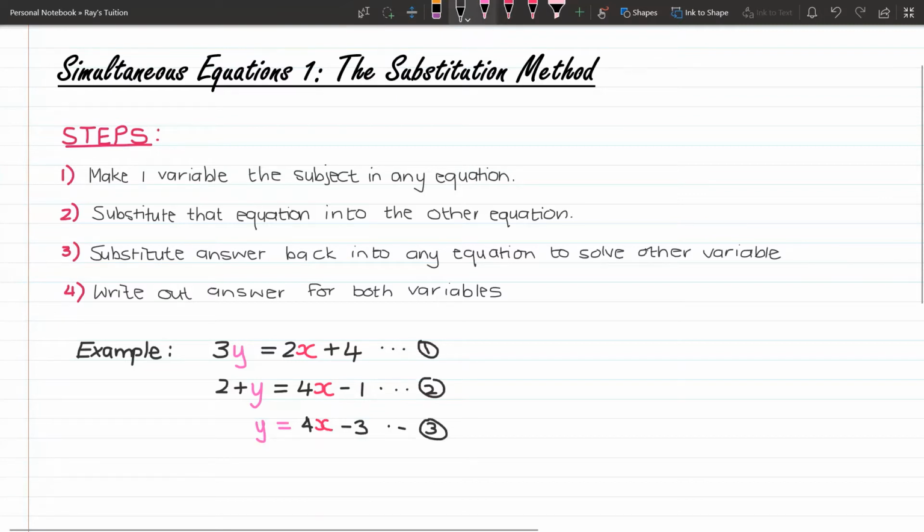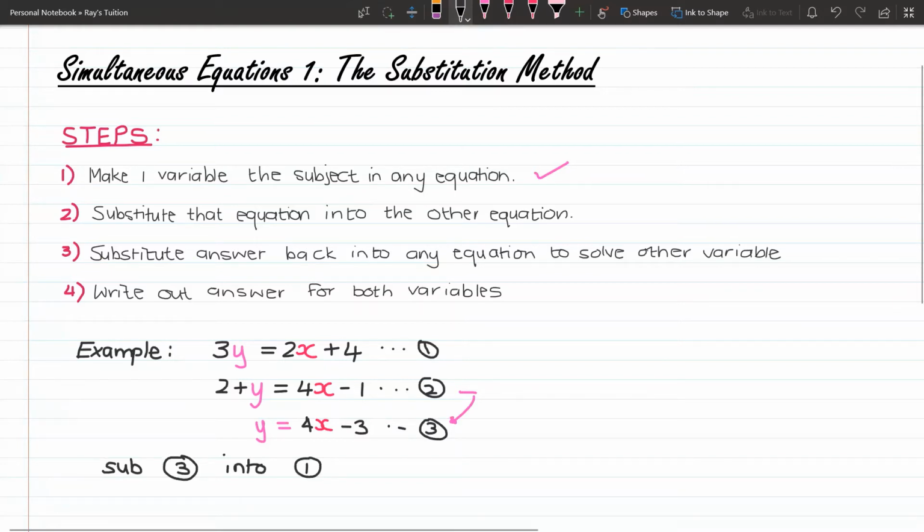So we have made one variable the subject of the equation. Now the second step is to substitute that equation back into the other equation. So we're not going to use equation 2 because that's the one that we used to make the subject. So we're going to substitute it into equation 1. Always write down what you're doing because that is part of good structure. So we're going to substitute equation 3, the one where we've made y the subject, into the other equation that's left, which is equation 1.